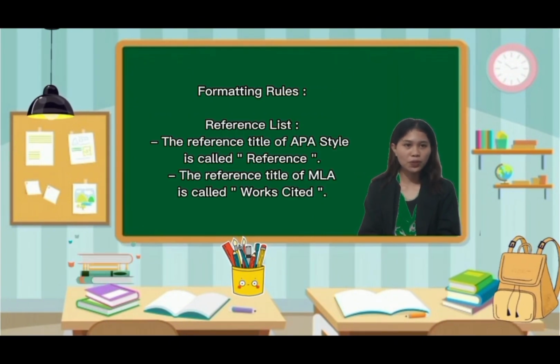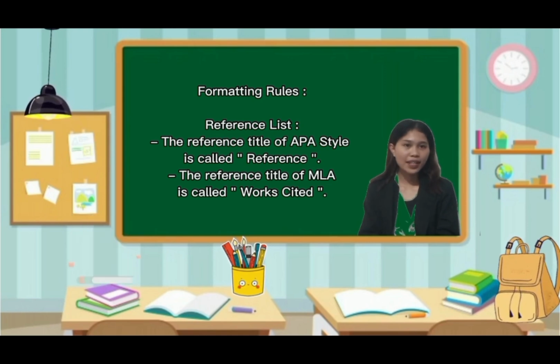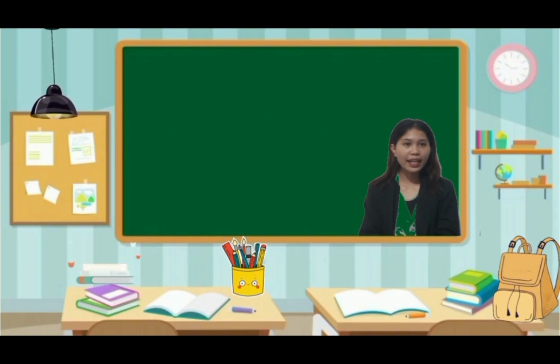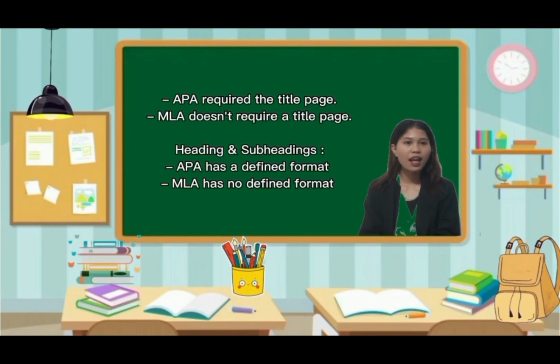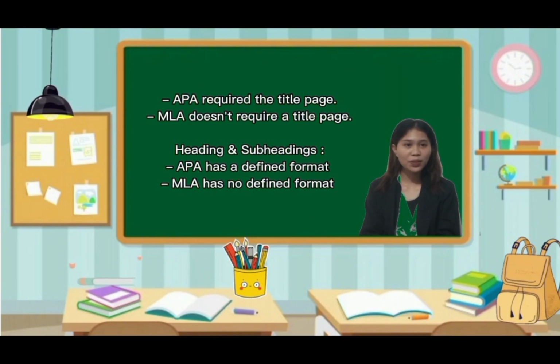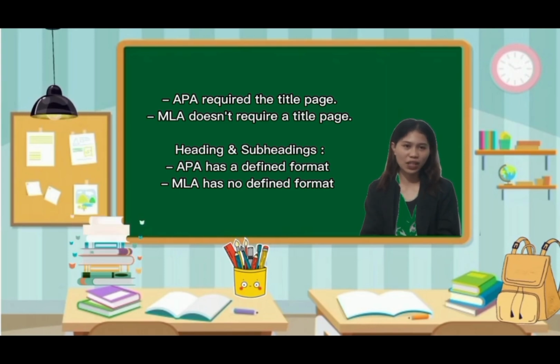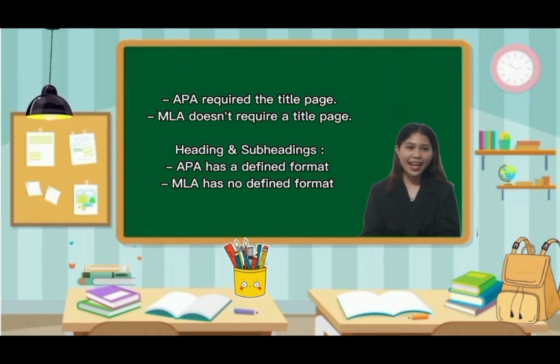In formatting rules, the reference list title of APA style is called References, while in MLA it is called Works Cited. APA requires a title page. So, why does APA require the title page? APA style papers require a title page because it provides essential information about the paper in an easy-to-find location. MLA style doesn't require a title page, but it does recommend a header instead.